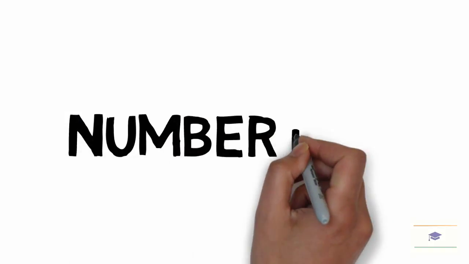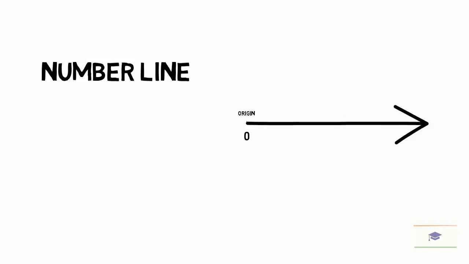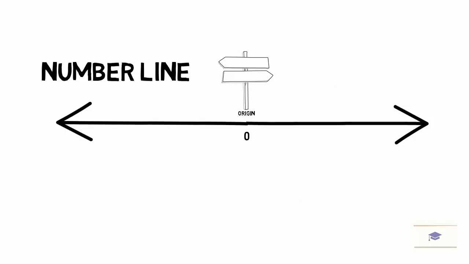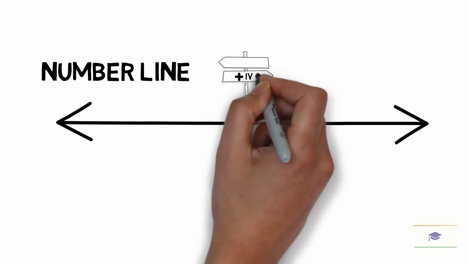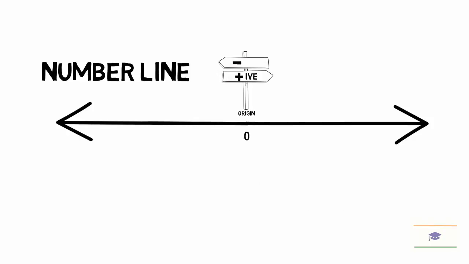In this lesson, you will learn about the number line. So let's draw a point which can be called the origin or 0. If we draw a straight line through this point, extended on both sides, then all points on the right-hand side of the line are positive and all points on the left are negative.